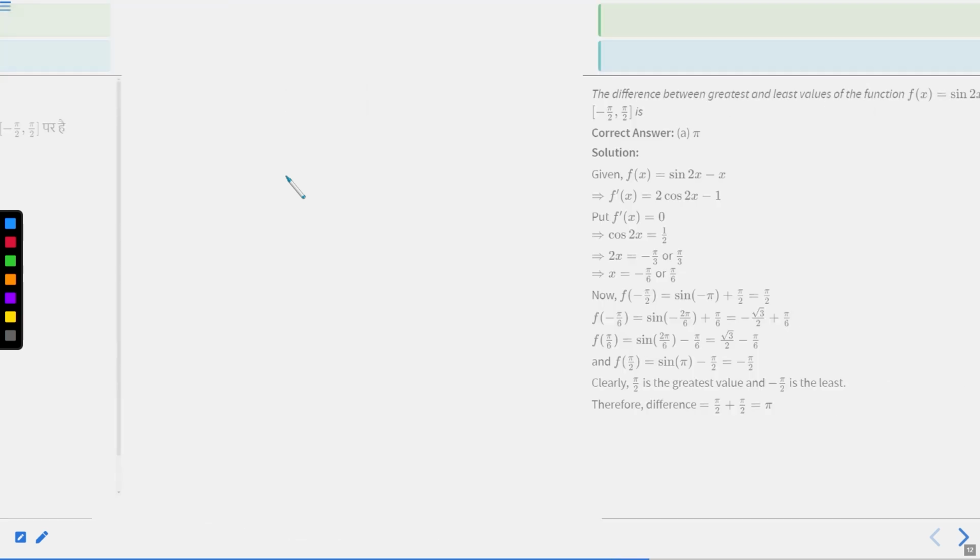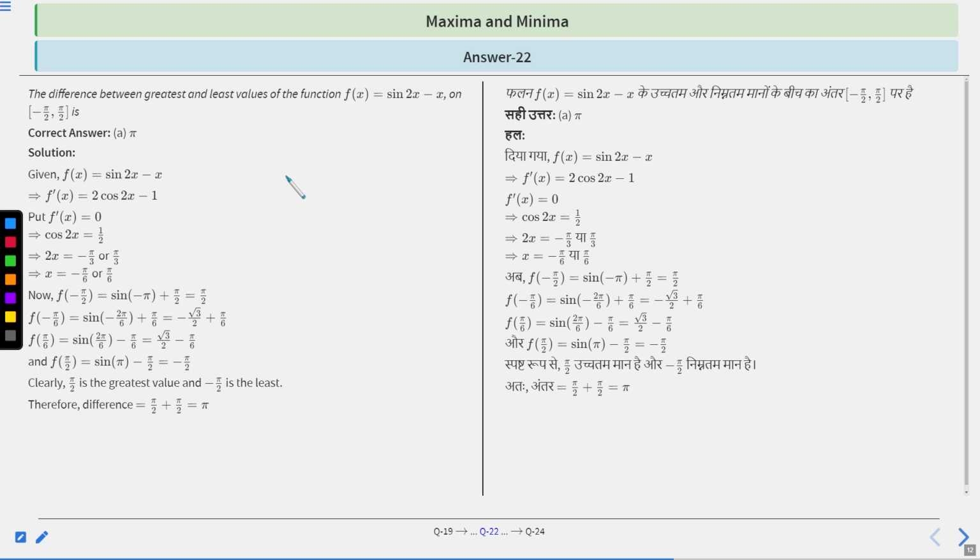Okay, let's move to the solution part. Given f(x) is equal to sine 2x minus x, therefore f dash x is equal to 2 cos 2x minus 1. Now put f dash x equal to 0. Therefore, cos 2x equal to 1 by 2. So 2x is equal to minus pi by 3 or pi by 3. Therefore, x is equal to minus pi by 6 or pi by 6. Now, calculate f of minus pi by 2, which is equal to sine of minus pi plus pi by 2, which is equal to pi by 2.